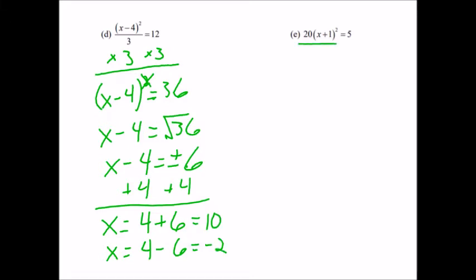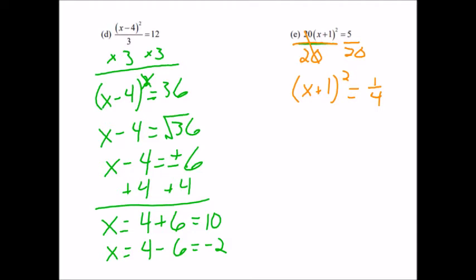Over here, let me change color. Let's do this. I'm going to divide by 20. Now careful here because some people are going to say 4. But that's 20 divided by 5. This is 5 divided by 20. This is actually 1/4. Or you could do 0.25.